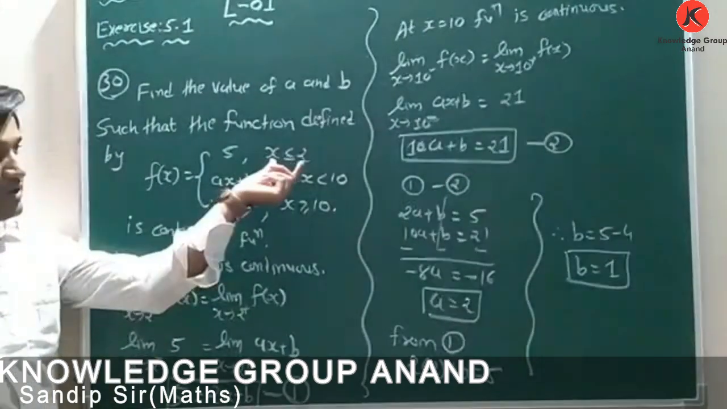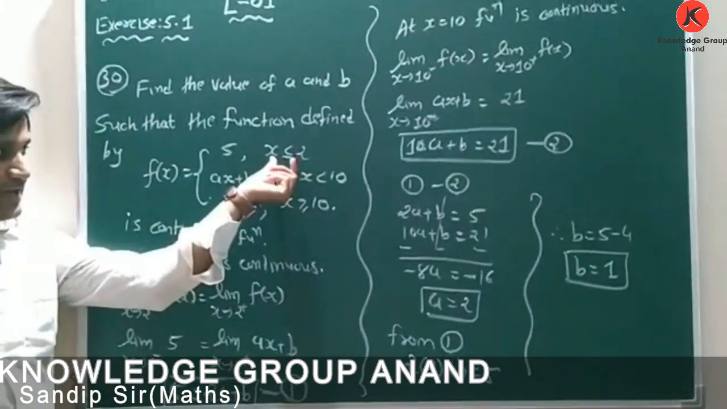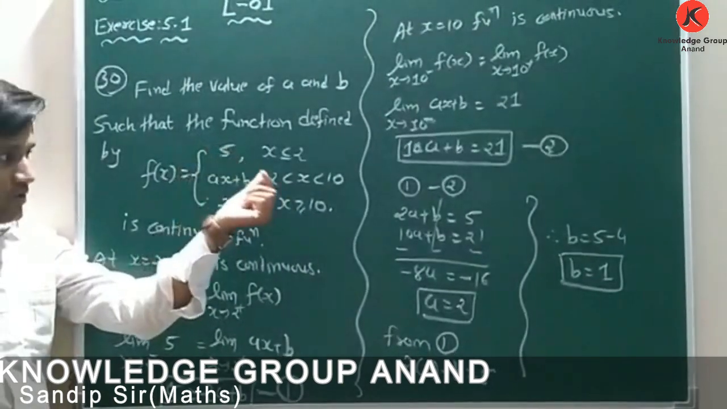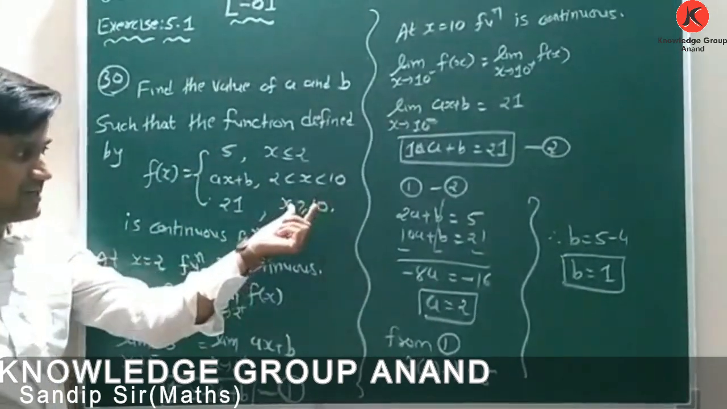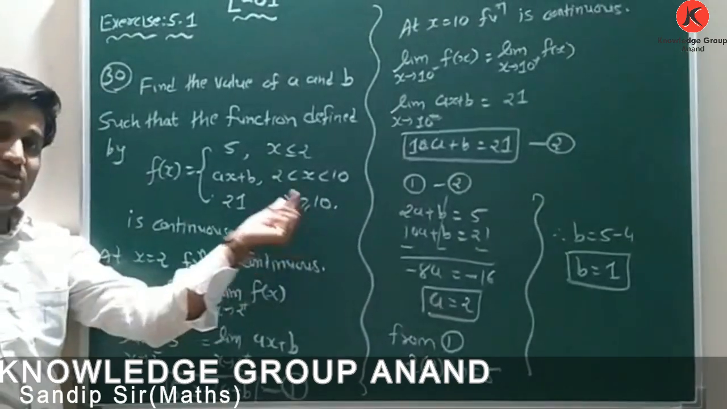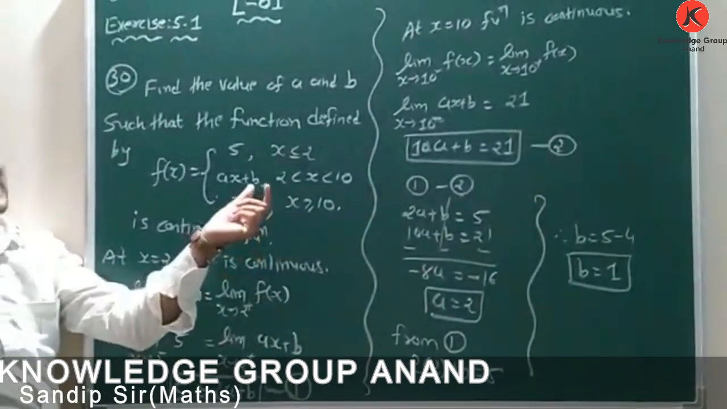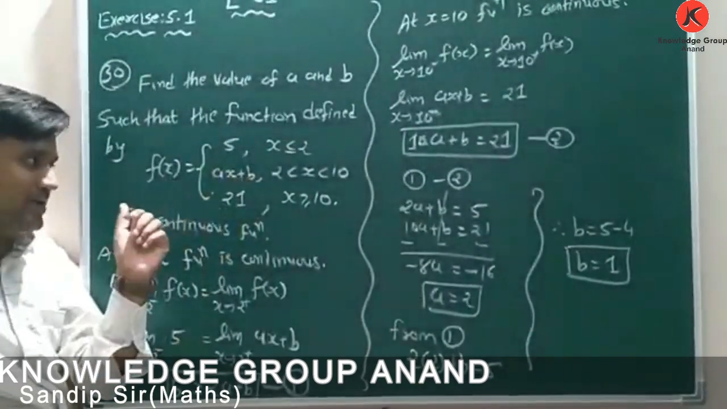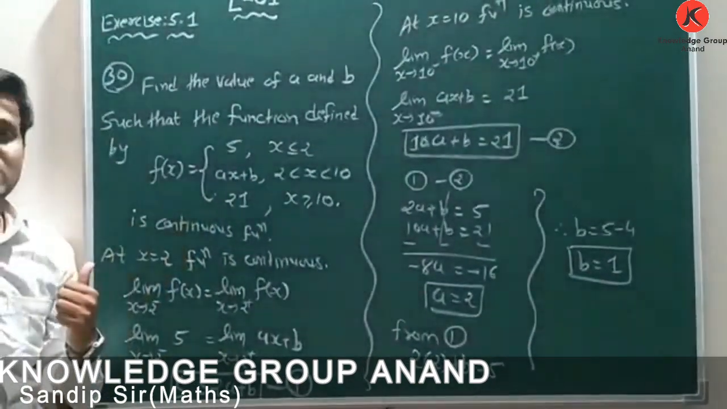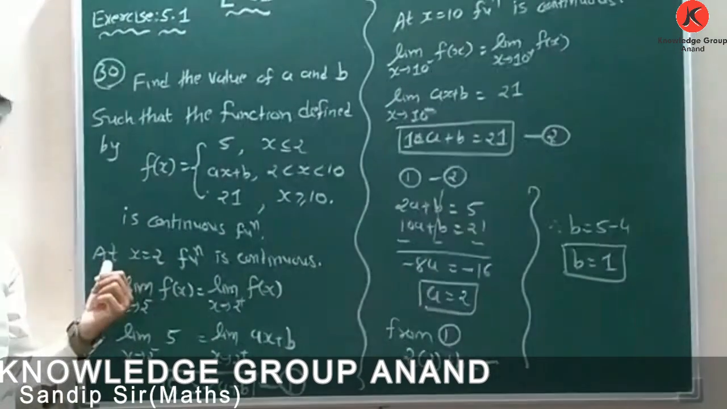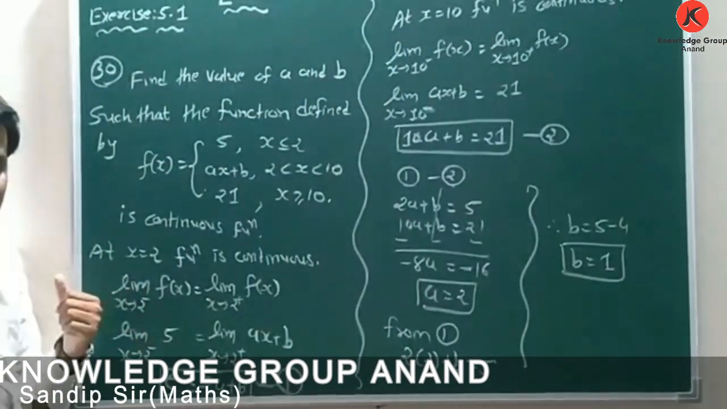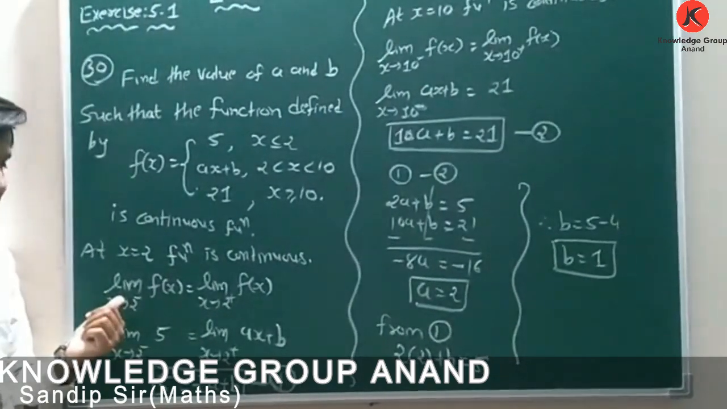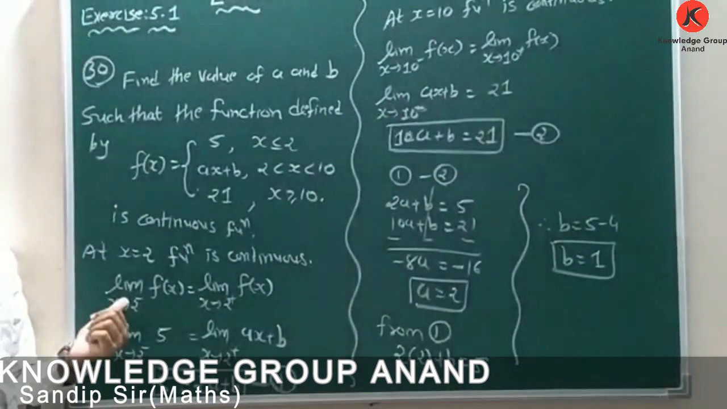Here clearly, x is less than or equal to 2 as well as x greater than 2, and x less than 10 as well as x greater than or equal to 10, so we clearly say that at x equal to 2 as well as x equal to 10, the given function is continuous. First case, at x equal to 2, the function is continuous, so the limit as x tends to 2 minus, the left hand side limit, as well as the right hand side limit, gives the same value at that point.